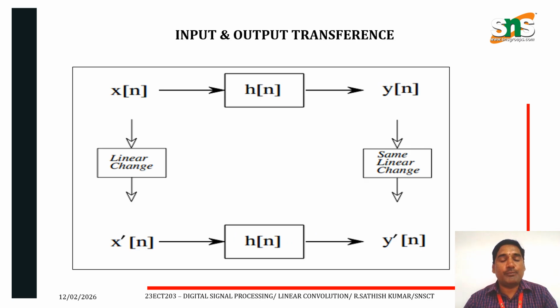Next one, this is the input-output transformation: x of n applied to h of n produces the output y of n. By using the inverse linear transformation, we can get x dash of n, which applied to h of n produces the output y dash of n.